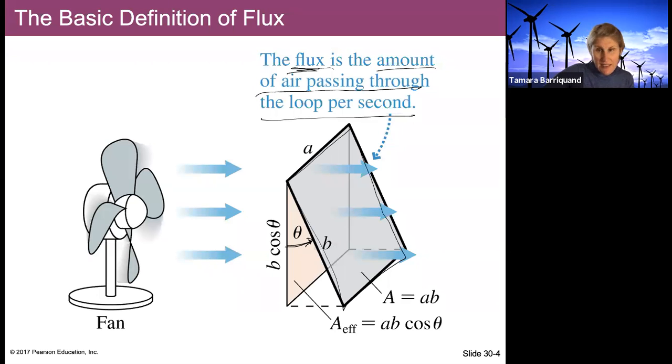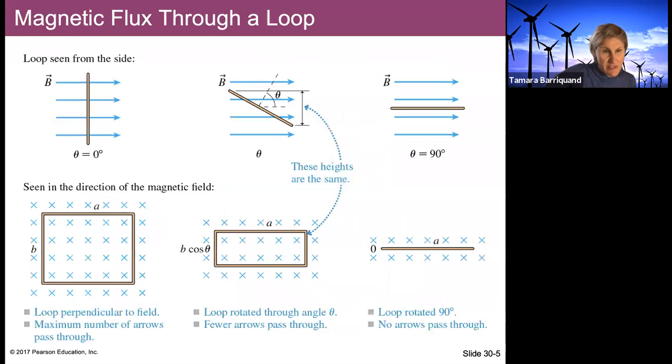So let's look at the magnetic flux through a loop for different situations. At theta equals 0, we have a loop perfectly perpendicular to our magnetic field, and we define the normal to our loop in this direction. So these are perfectly parallel. It's the normal to the loop that is perfectly parallel to our magnetic field. So theta equals 0.